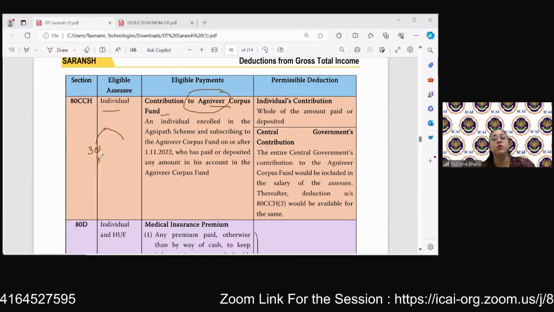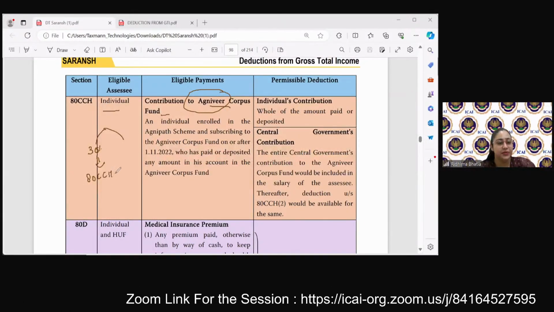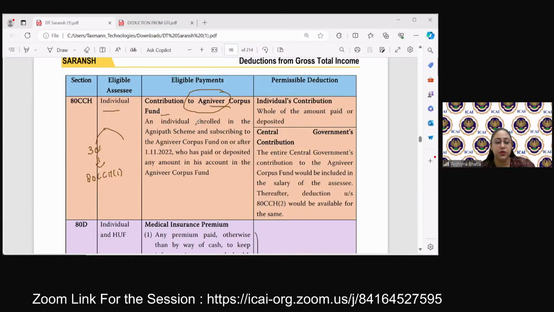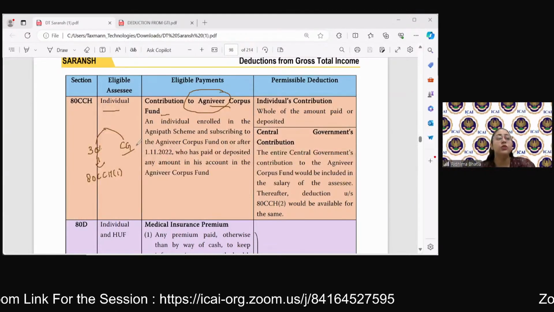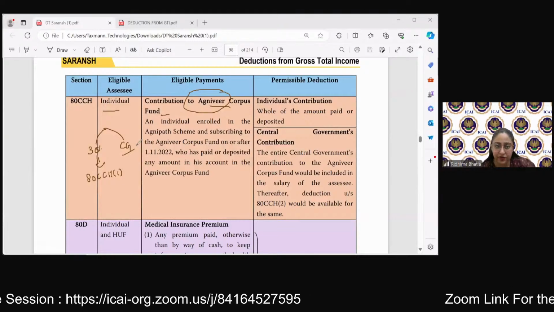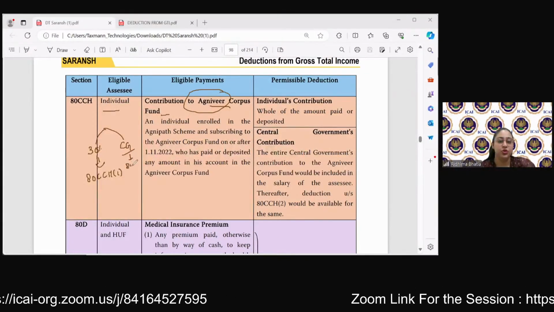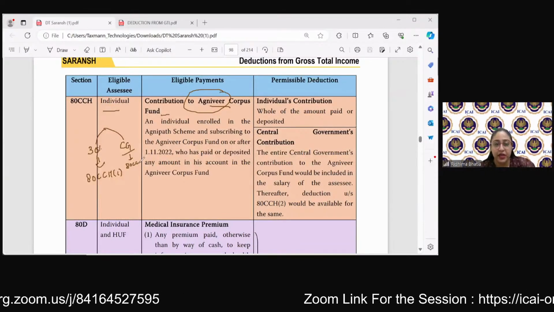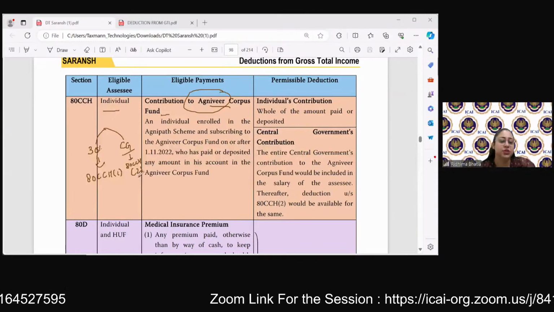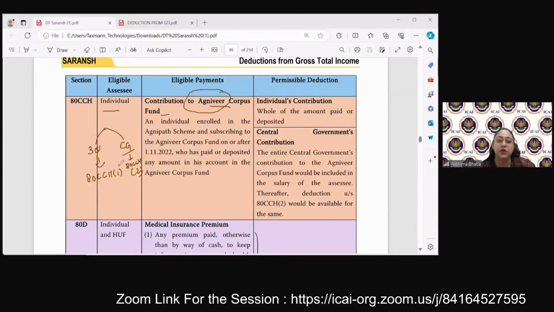Now, this amount which is going to the Agniveer Corpus Fund is allowed as deduction under Section 80CCH subsection 1. And the central government also makes a contribution to this particular fund. The contribution which central government is making on my behalf, which I will get at a certain age, that contribution is first treated as salary and is allowed as deduction under section 80CCH subsection 2. Here there is no comparison between 10% of salary or actual contribution. Simple.